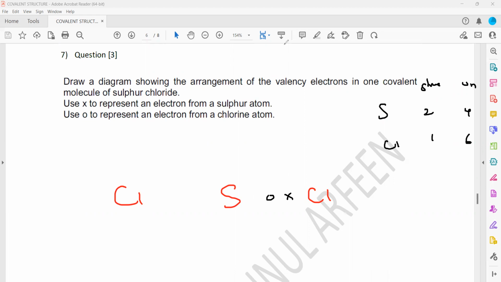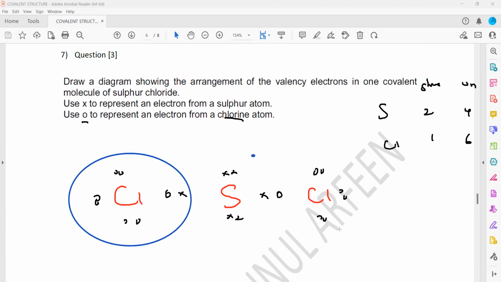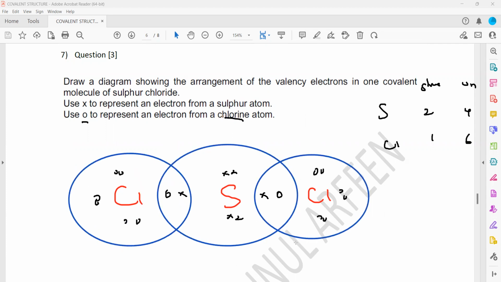And this is also important: if a key is given, like use a circle for chlorine and cross for sulfur. So circle for chlorine, cross for sulfur, circle for chlorine, cross for sulfur. This is SCl2. Each chlorine has 8 electrons and sulfur also has 8, but sulfur has 4 unshared electrons as well. So this is SCl2.